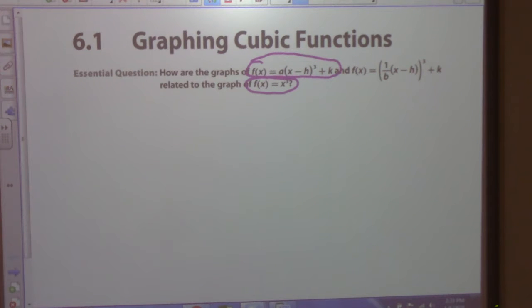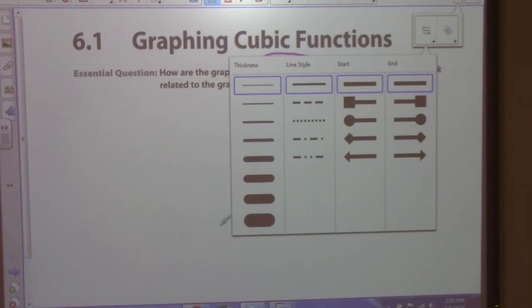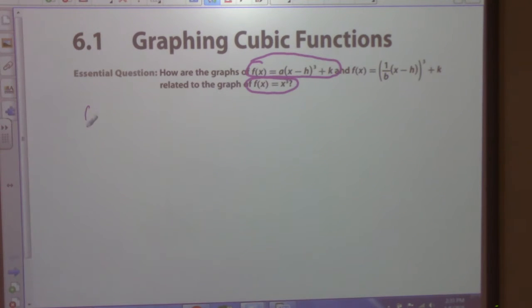And what I'm going to do here is just write out the function. So we have f of x equals a times quantity x minus h cubed plus k. So let's review briefly what these different parameters do to a cubic function.